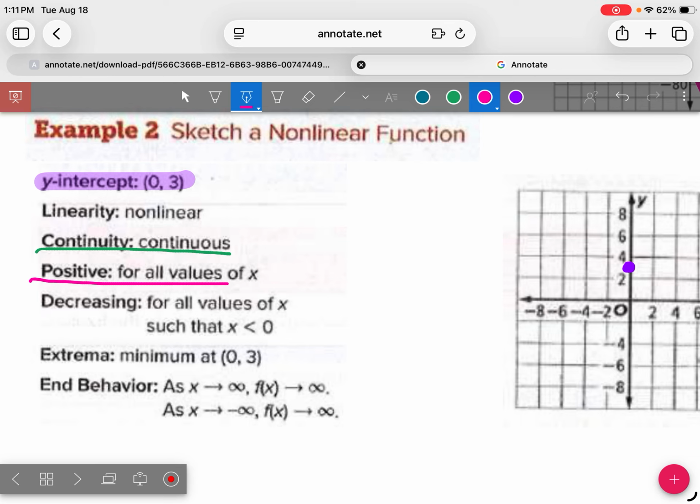Then we're going to look at where it says positive for all values of x. What that means is you will never be down here. I could erase this part of the graph and be totally fine. We are never going to have a negative y value. It is positive everywhere. So it is only going to be above there. It's only going to be in the positive numbers.